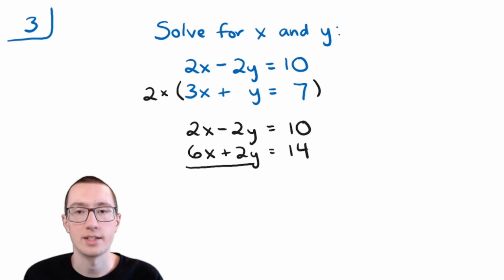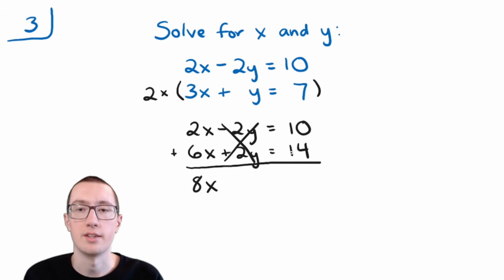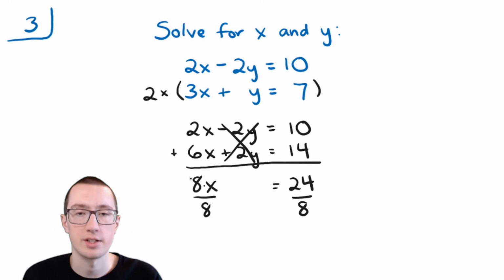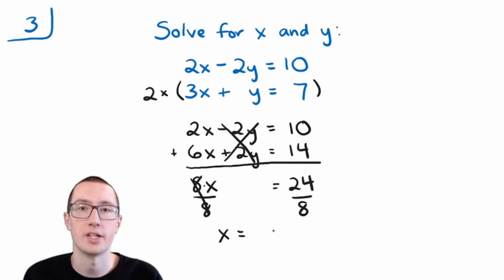And now if we add together these 2 equations, you'll see that we have 2x plus 6x, which is 8x. And then these cancel out, minus 2 plus 2. And then over here on this side, we have 10 plus 14, which is 24. And now we just have a one-step equation to solve for x. We have 8 times x equals 24. So to get rid of this 8, we'll do the opposite of multiplication, which is division. So we will divide both sides by 8. These cancel out, and we just have x on this side equals 24 divided by 8, which is 3. So x is equal to 3.